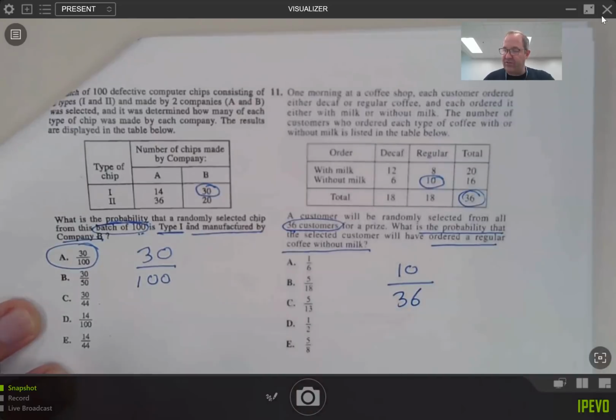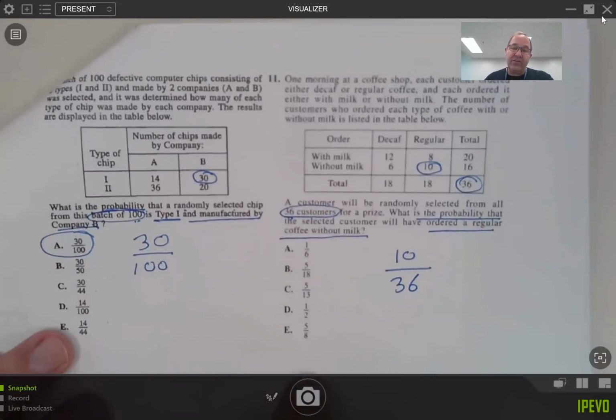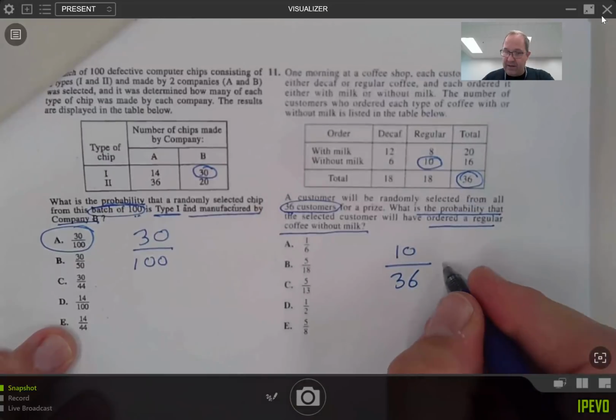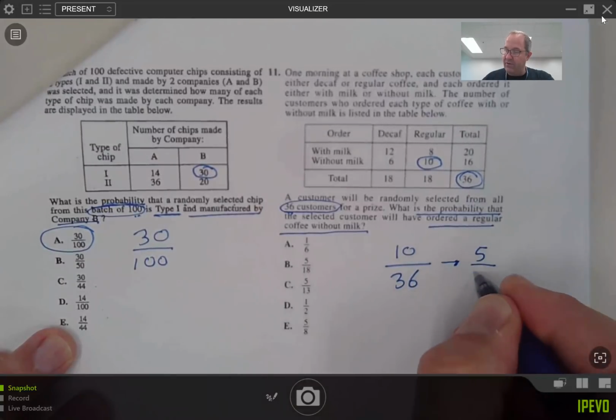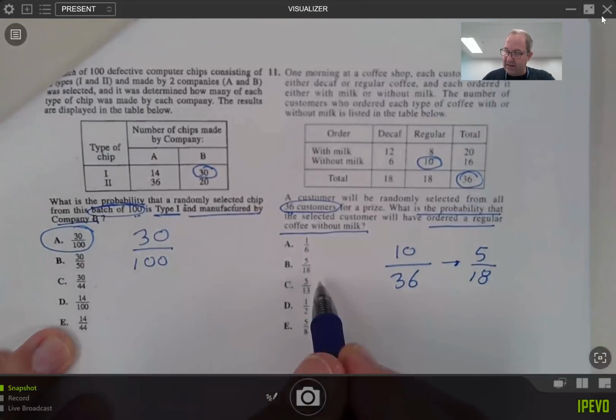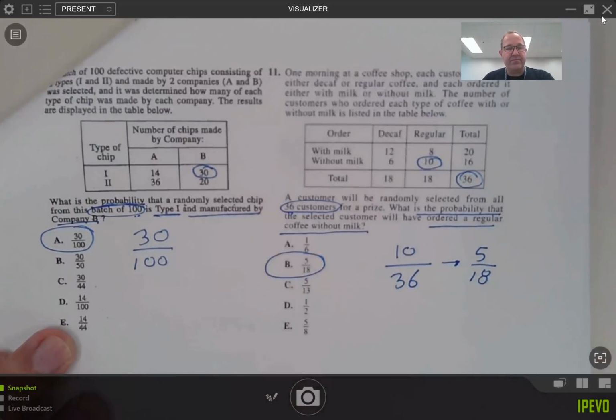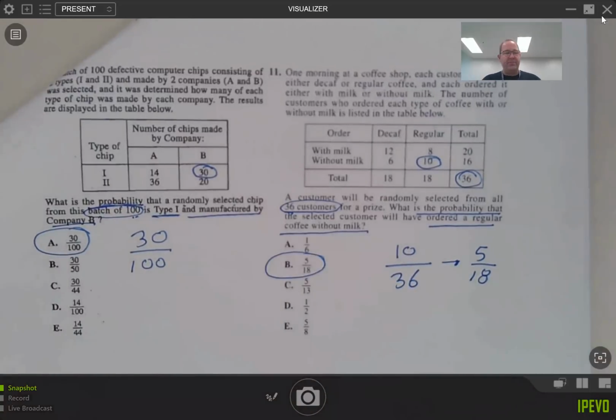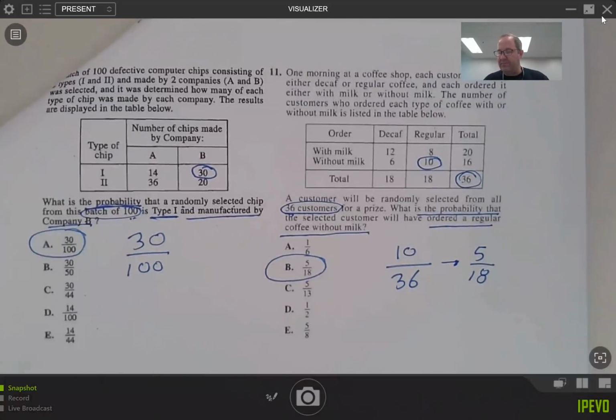Now, if I glance at the answers, I don't see it there. So this one's going to ask us to reduce. And that reduces to be 5 over 18. And we see that is letter B. Okay, these are just kind of our introductory math questions for probability.